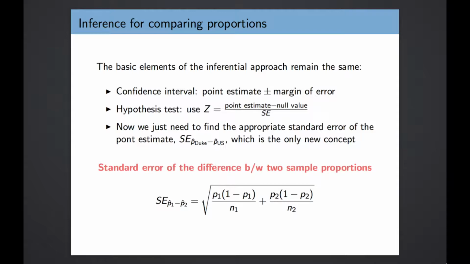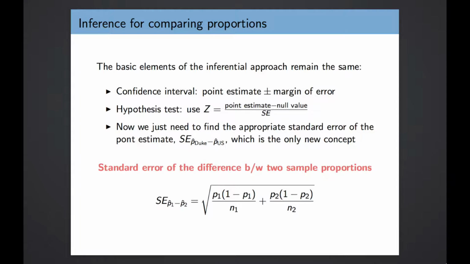We are going to calculate a confidence interval around our point estimate with a margin of error that's equal to a critical value times a standard error. Our hypothesis test is just going to be a z-test where we take our estimate from the sample minus the null value divided by our standard error. So the only additional piece of information that we need is what the right standard error is for this difference between two proportions. So the standard error for the proportion of Duke students minus the proportion in the US population.